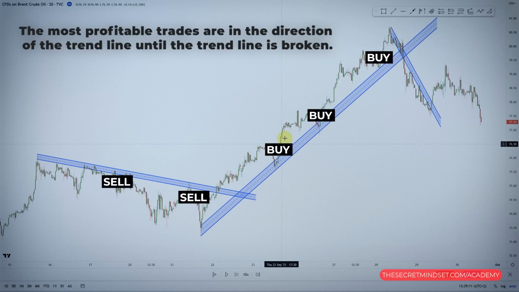Every time the market pulls back to the area around the trend line, even if it undershoots or overshoots the trend line, look for a reversal from the trend line and try to enter in the direction of the previous trend.